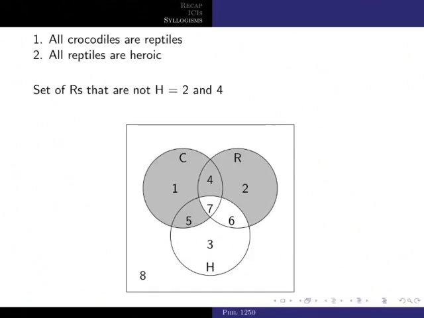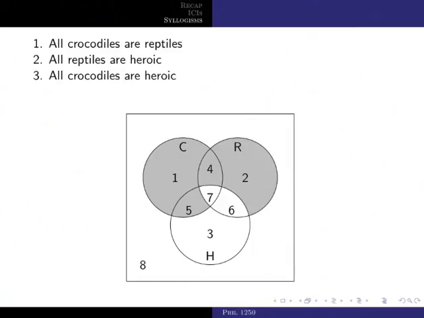And we follow the same procedure for premise 2. In this case, S is reptiles and P is heroic. So we're going to be concerned with circles R and H. Again, R contains 4 areas, and out of those, 2 do not overlap with H. That is, they are the areas composed by reptiles that are not heroic. And what we have to say is that those areas are empty. So those areas are 4 and 2. So we shade them. And now we have a representation of both premises. All crocodiles are reptiles, and all reptiles are heroic. The conclusion is all crocodiles are heroic.